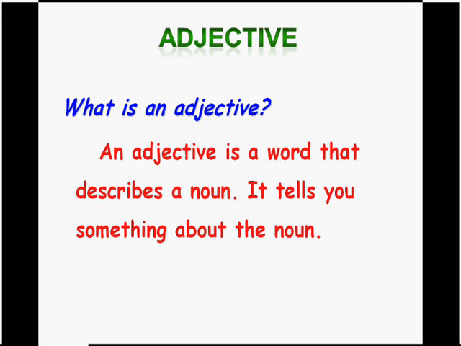Okay? Or let's say beautiful girl. I know that the girl is beautiful. Or strong boy. I know that the boy is strong. So it tells me more about the noun. Okay? So an adjective is a word that describes a noun. It tells you something about the noun.